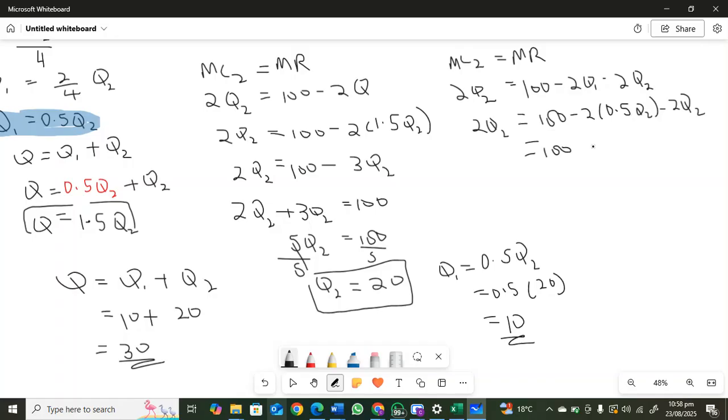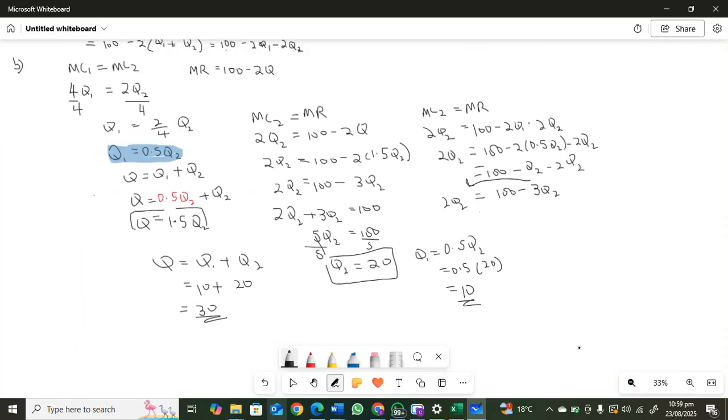Negative 2 times 0.5 Q2, that is negative Q2, minus 2Q2. It gives us 100 minus Q2 minus 2Q2, you get negative 3Q2. This negative 3Q2, take it over the equal sign, it becomes 2Q2 plus 3Q2, you get 5Q2 equals 100, and then you get 20. Many ways of approaching this. Any questions?